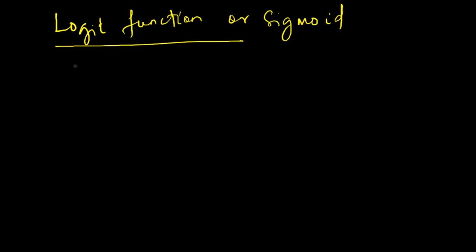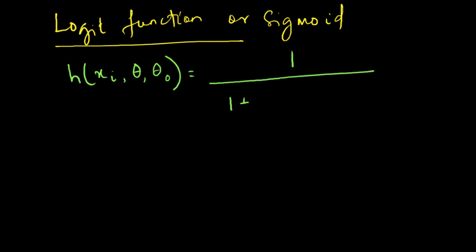So the logit function is given by h of xi comma theta. Let me also write theta 0 over here for the sake of clarity. This is given by 1 by 1 plus e power minus (theta 0 plus theta transpose xi). So if you remember, the condition we had is that if this quantity is positive, then our h must be greater than 0.5, which you can test. So if this is positive, then this is minus, so this quantity is less than 1.